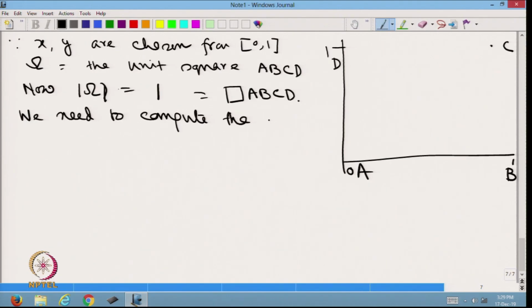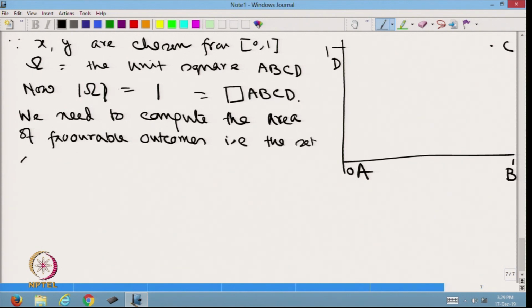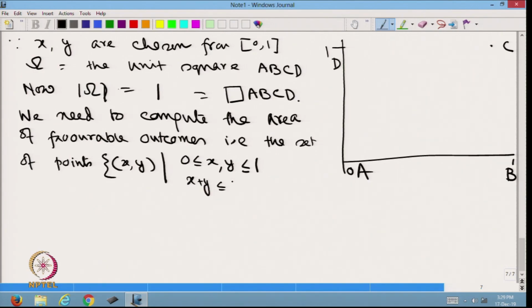the area of favorable outcomes, that is the set of points x, y such that 0 is less than or equal to x, y less than or equal to 1, x plus y less than or equal to 1, x y less than or equal to 2 by 9.